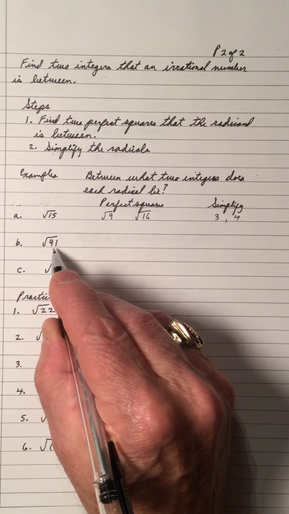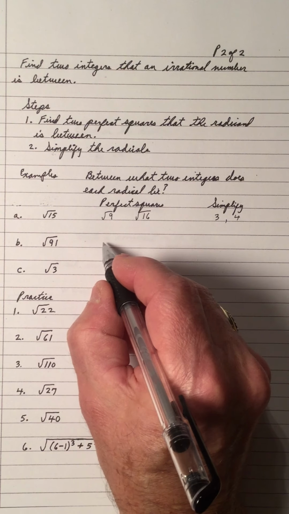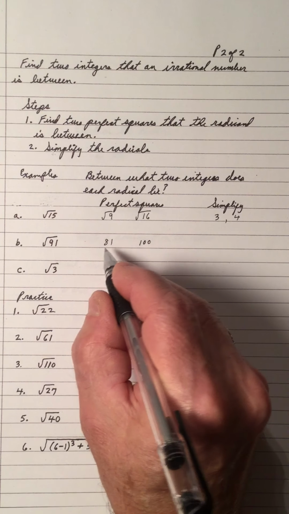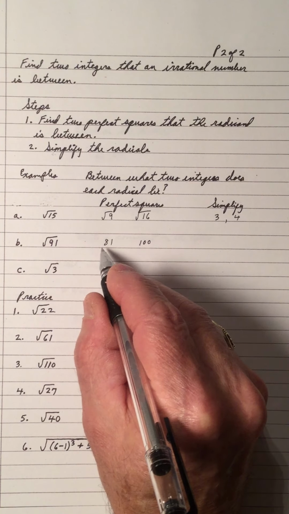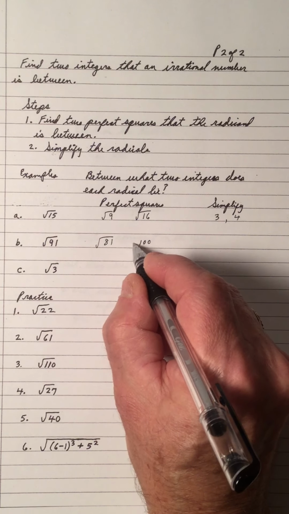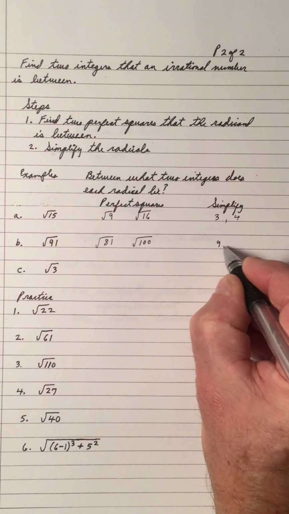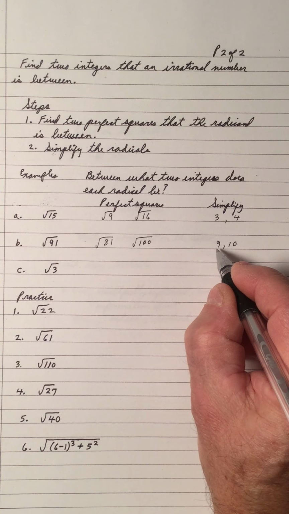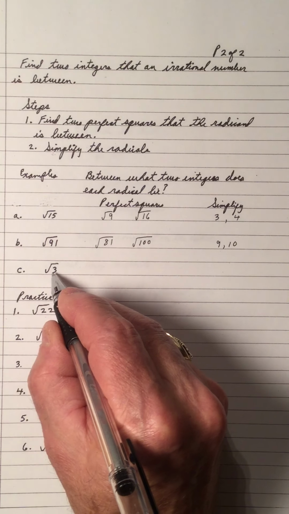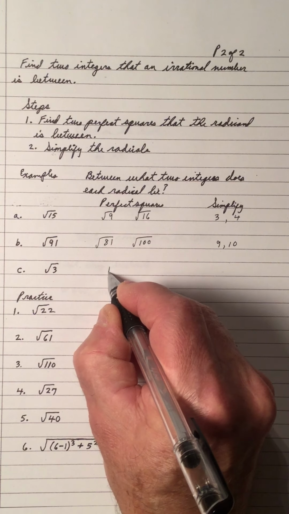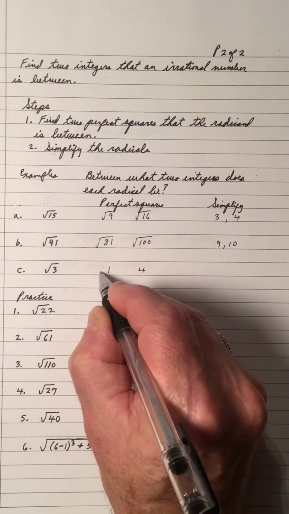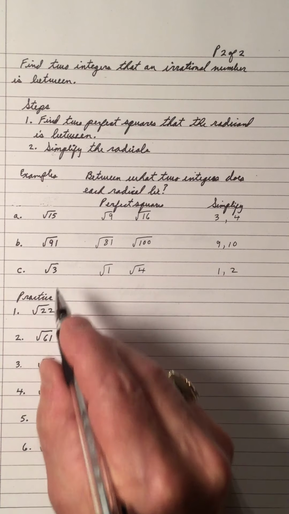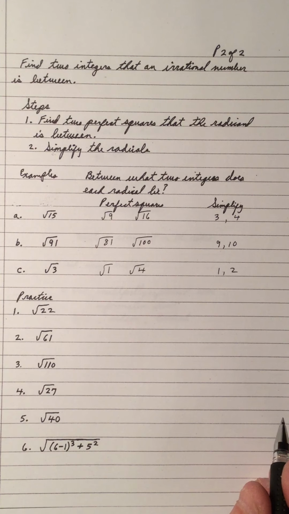So 91, what perfect squares are below and above 91? Well, one is 81, above it is 100. They're the two perfect squares, one below, one above. The square root of 81, the square root of 100. So that's 9 and 10. So if we did the square root of 91 on the calculator, it will be between 9 and 10. Square root of 3, the lower perfect square is 1, the upper perfect square is 4. So the square root of 1, the square root of 4, 1 and 2. So root 3 is between 1 and 2.